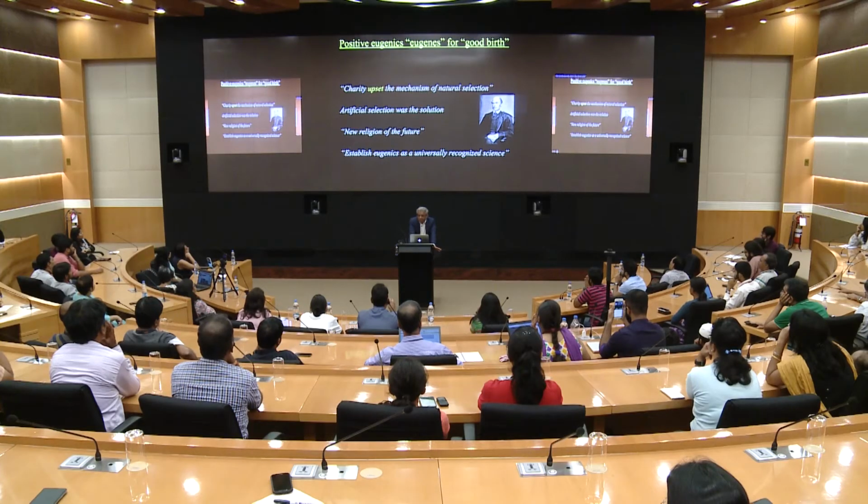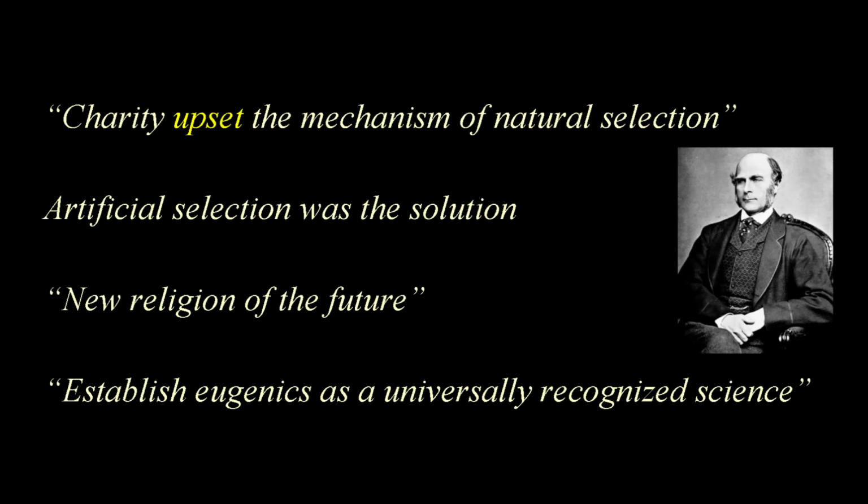Galton's idea was positive eugenics. Let's not do charity, because charity upsets the whole mechanism of natural selection. If you go and help poor people, you are actually allowing them to survive. Artificial selection, therefore, was the solution, which is you should effectively not allow such people to breed. He wanted eugenics to be the new religion of the future because he thought this is the only way to save humanity. And he wanted eugenics to be recognized as an authentic science.